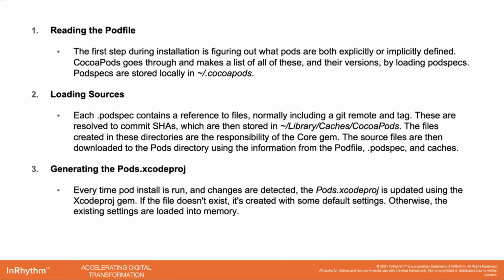After this, the next step is generating the Pods Xcode project. So every time pod install is run, the changes are detected, and the Pods Xcode project file is updated using the Xcodeproj gem. If the file doesn't exist, it will create one with default settings. Otherwise, it will just take the existing settings which are stored in memory.